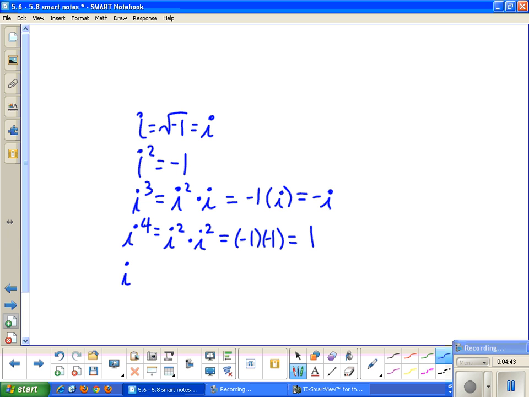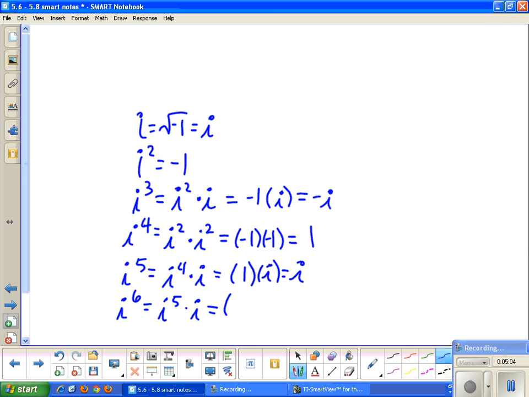If I do i to the fifth power, that's i to the fourth power times i, and i to the fourth power we just said was 1, times i is i. And if we did i to the sixth power, i to the sixth power is i to the fifth power times i, and that would be i times i, which is i squared, which we said is -1. So again, I'm just simplifying these powers of i.